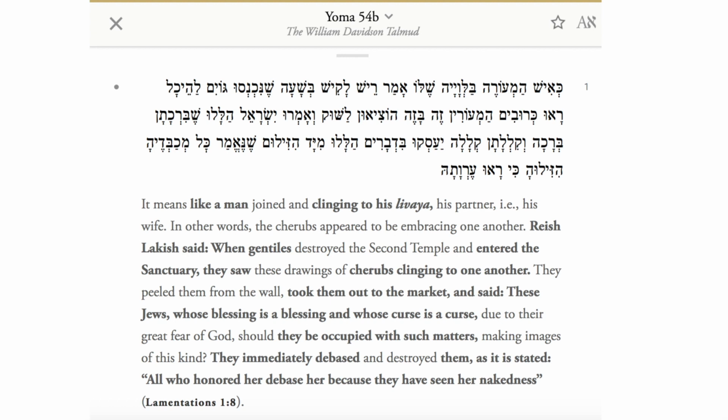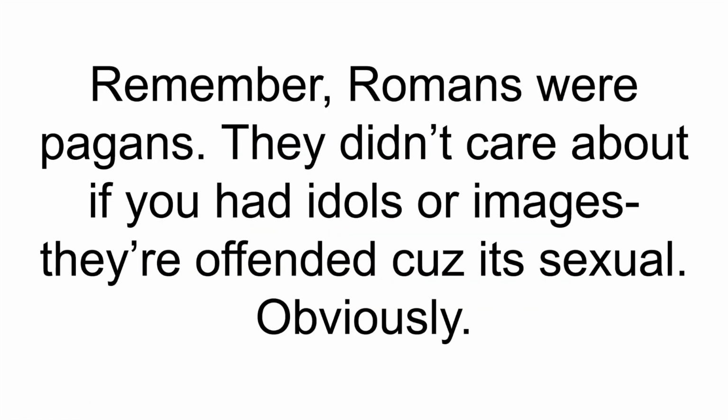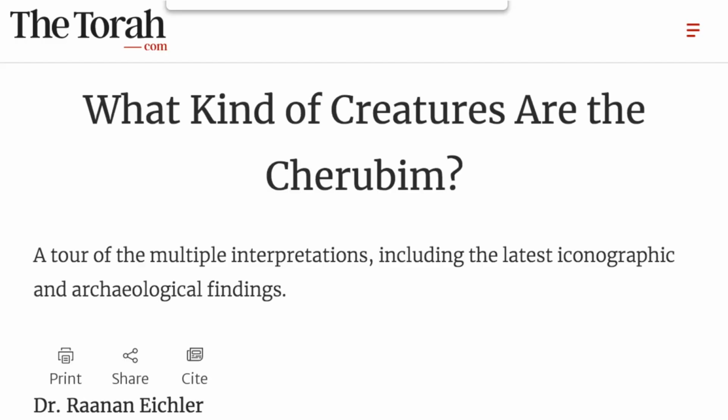So here the Romans, clearly very offended by the cherubim, how they were clinging to one another, which actually shows us that it seems to be a more sexual embrace, not just hugging, because why would they have a problem with hugging? Remember, this is when the Gentiles destroyed the second temple, so these are the Romans who came and destroyed it. And remember, the Romans were pagans. They didn't care if you had idols or images. They used to have those types of things. They're obviously offended because it's more sexual, right? There's no reason for them to be offended because it's images. If they're hugging as well, why would they be offended by that? So there's a big indication right there that it's sexual.